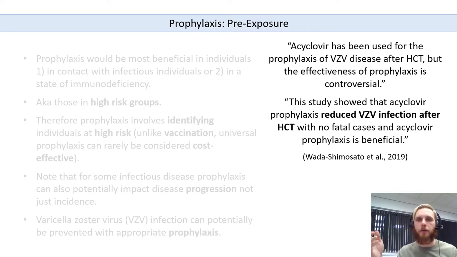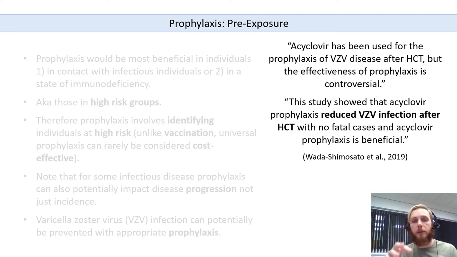Prophylaxis needs to be cost effective. We can't afford to give everyone in the population every drug to make them resistant to every single disease. It just doesn't make any sense. So what we need to do is target high-risk populations, target individuals who have susceptibility. So target the people who need the intervention, essentially. It makes the most sense, it's the most effective, and it's the most cost effective strategy. This is why we do it.